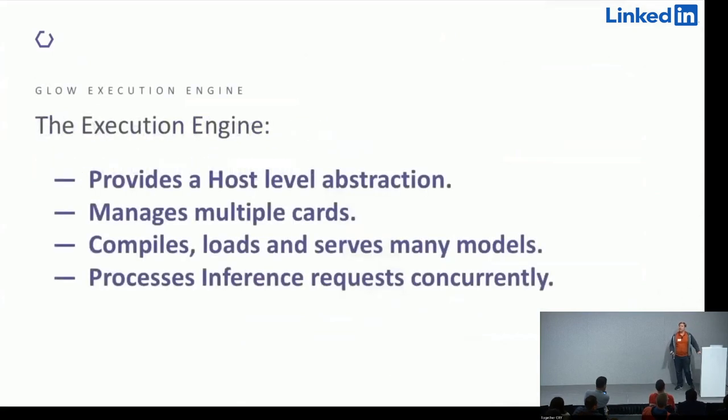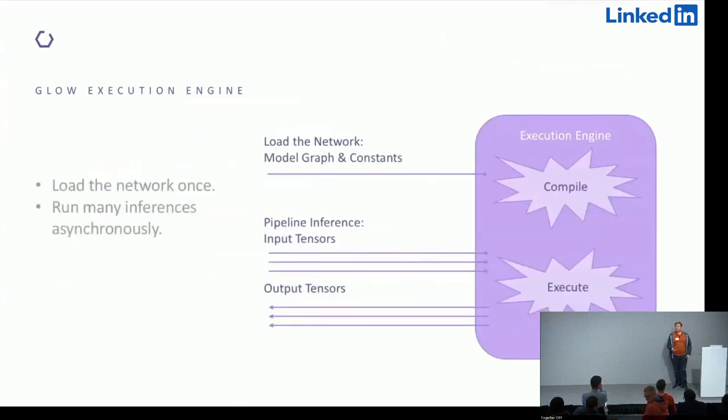So with that, we're ready to talk about running on hardware. The execution engine is responsible for providing a host level abstraction. It's responsible for managing multiple cards, managing the compilation of networks and loading them across those cards, and then handling concurrent inference requests.